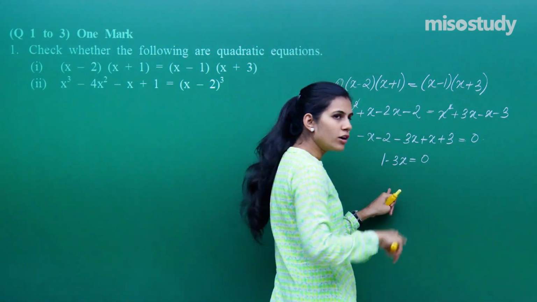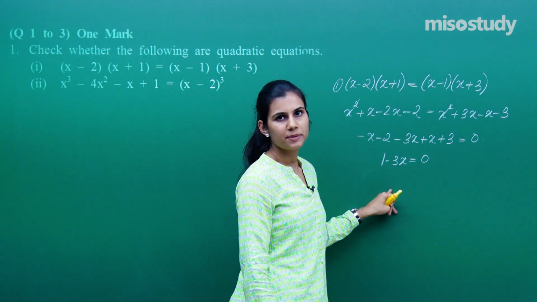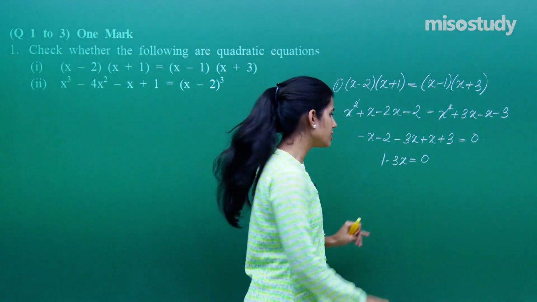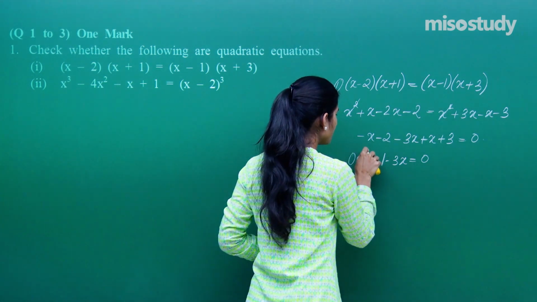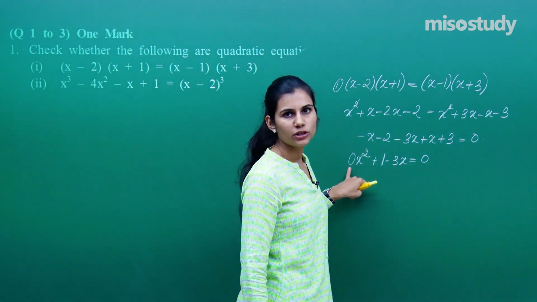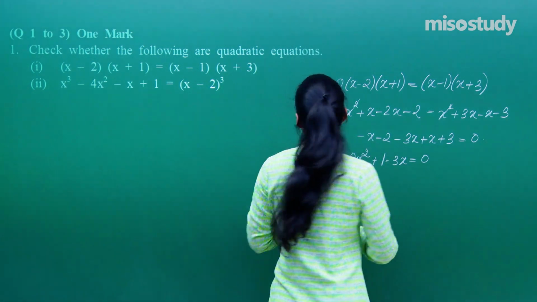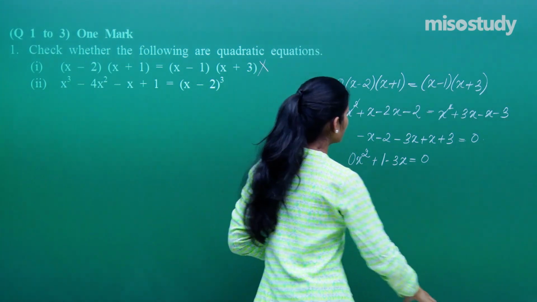Obviously, this does not resemble ax square plus bx plus c equals 0 where a is not equal to 0. Here if I write it as ax square plus bx plus c, a is equal to 0, which is the coefficient of x square. So this is not a quadratic equation for sure.